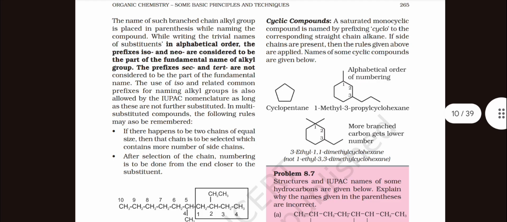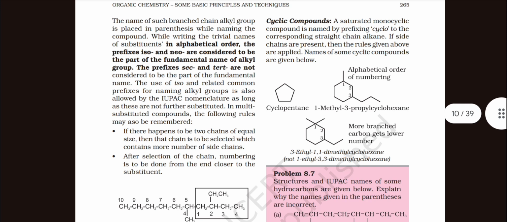While writing the trivial names of substituents in alphabetical order, the prefixes iso and neo are considered to be part of the fundamental name of the alkyl group. The prefixes sec and tert are not considered to be part of the fundamental name. The use of iso and related common prefixes for naming alkyl groups is also allowed by IUPAC nomenclature as long as these are not further substituted in a substituted compound.